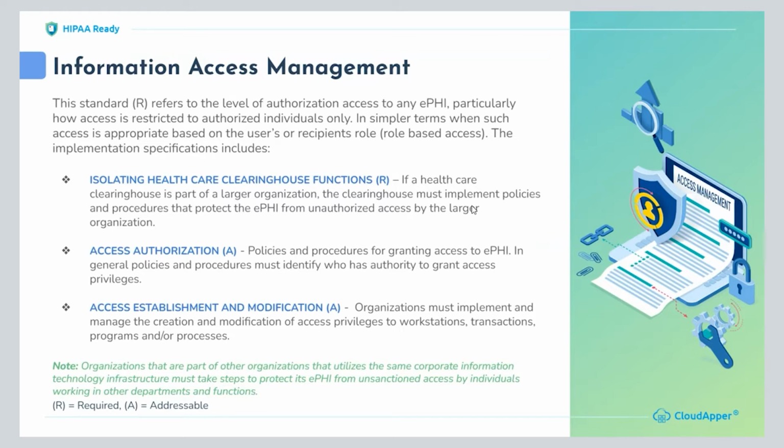In general, policies and procedures must identify who has authority to grant access privileges, access establishment and modification. Organizations must implement and manage the creation and modification of access privileges to workstations, transactions, programs, and/or processes. It is to be noted that organizations that are part of other organizations that utilize the same corporate information technology infrastructure must take steps to protect their EPHI from unsanctioned access by individuals working in other departments or functions.